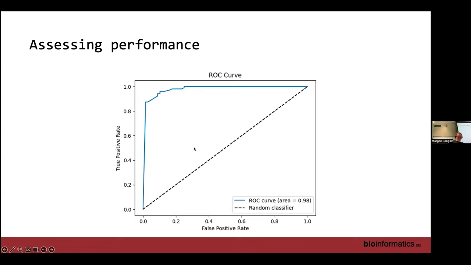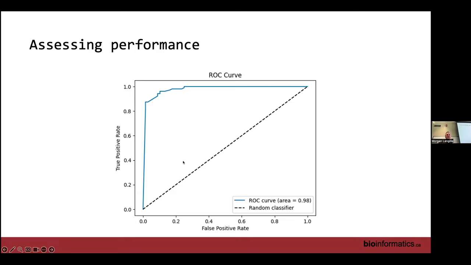Is it reported as a percentage, area under the curve? Not usually, no. Just the value under one? Yeah. I don't think a percentage would be right. It seems weird.